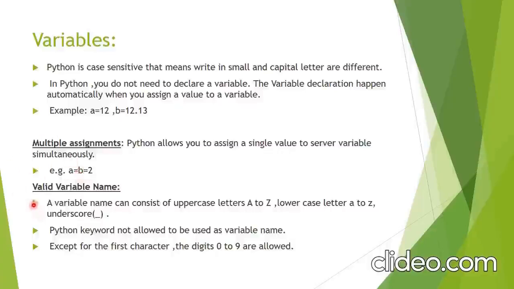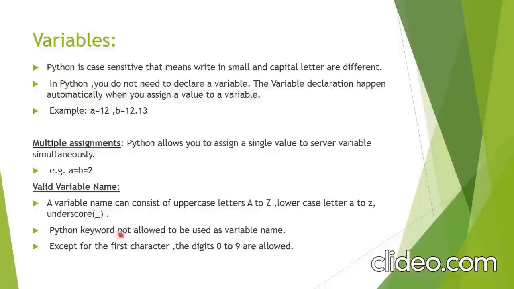Now we talk about valid variable names. A variable name or identifier should follow several rules in the Python programming language. We can use uppercase letters, lowercase letters, or underscore. We cannot use any special symbols in the variable name, like @, hash, or question mark. Clear? So we have to use only word characters.